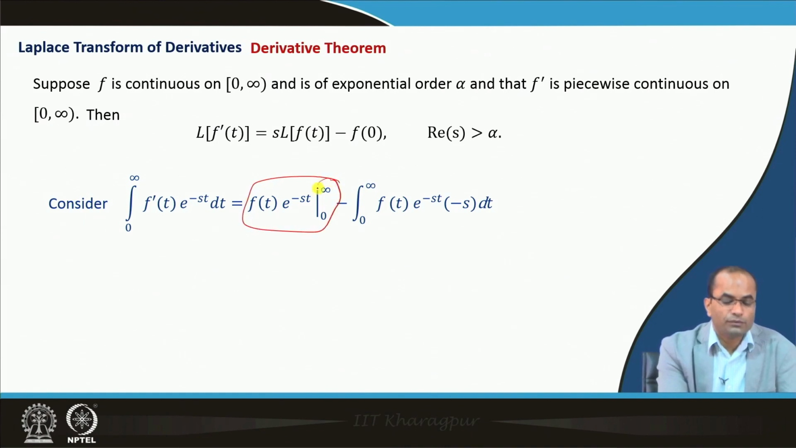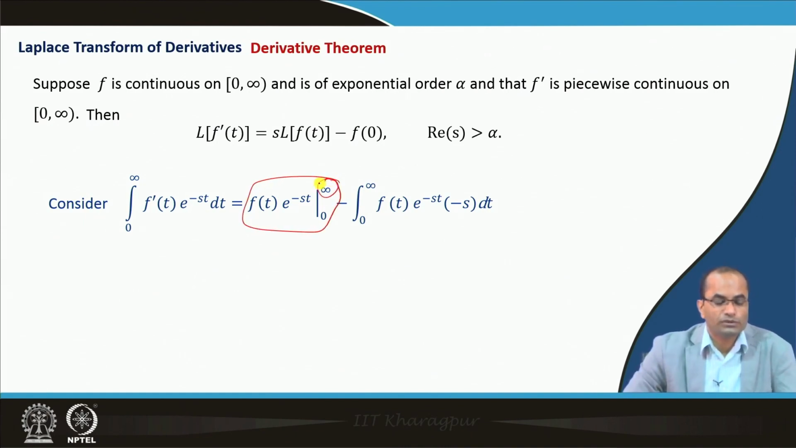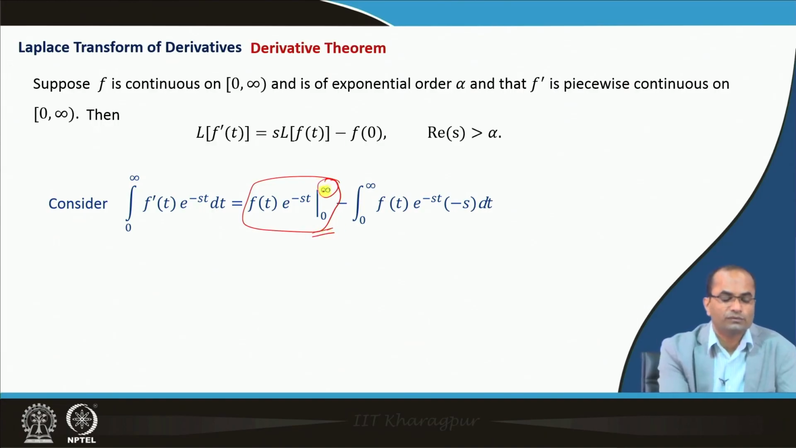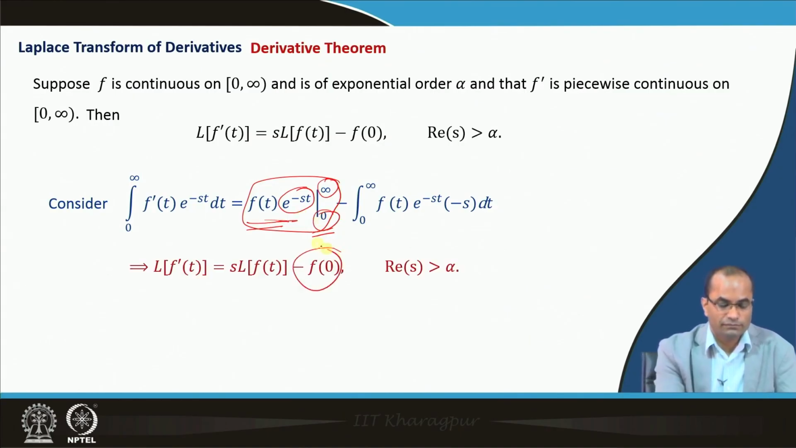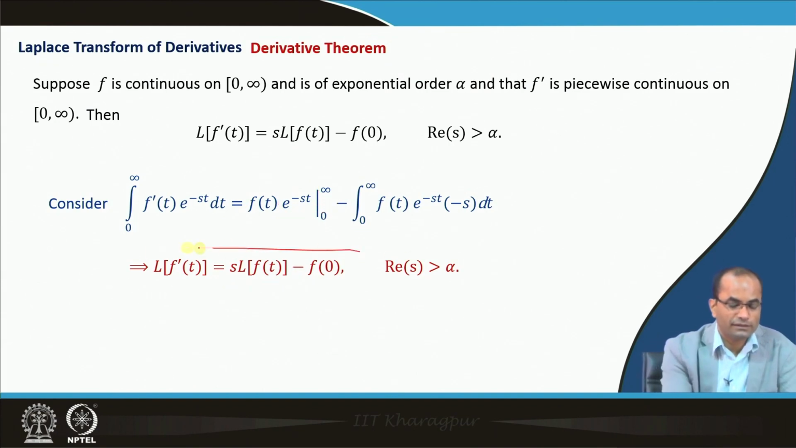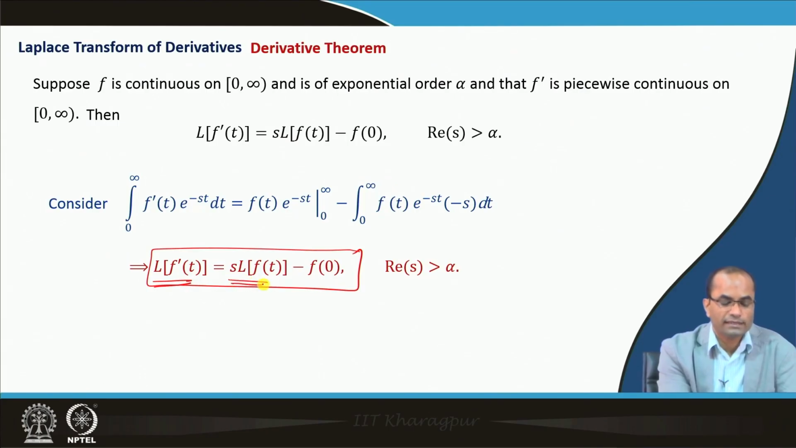So, here now we have to put the limit as t approaches infinity and t approaches 0. When t approaches infinity, e to the power minus st will make this term 0, and when t approaches 0, we will get f(0). So, we have this with minus f(0), and at this place s and the minus sign, and this minus s will make it plus s, and then the rest is the Laplace transform of f(t). So, we have the result that the Laplace transform of f prime(t) is equal to s Laplace of f(t) minus f(0).